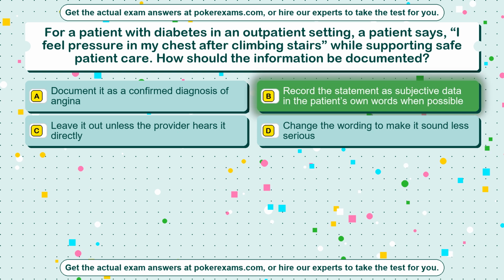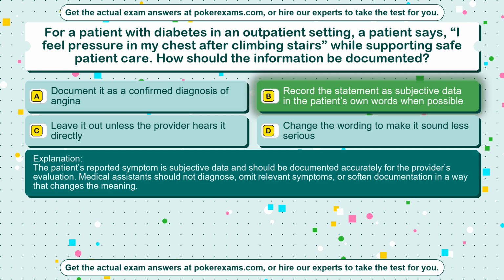The correct answer is option B, record the statement as subjective data in the patient's own words when possible. The patient's reported symptom is subjective data and should be documented accurately for the provider's evaluation. Medical assistants should not diagnose, omit relevant symptoms, or soften documentation in a way that changes the meaning.